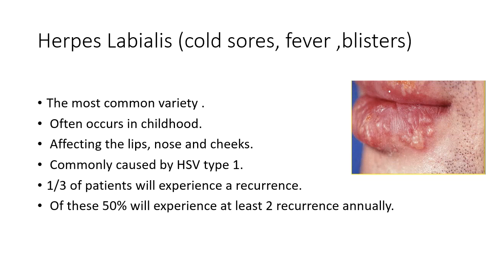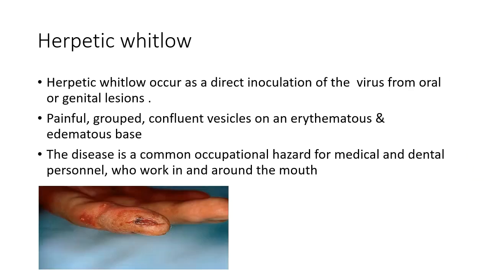Herpetic whitlow occurs as a direct inoculation of the virus from oral or genital lesions. Painful, grouped, confluent vesicles on an erythematous and edematous base. The disease is a common occupational hazard for medical and dental personnel who work in and around the mouth. As shown in the picture, you can see the vesicles.